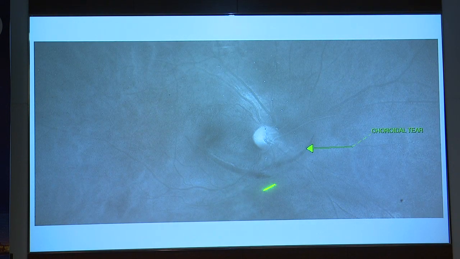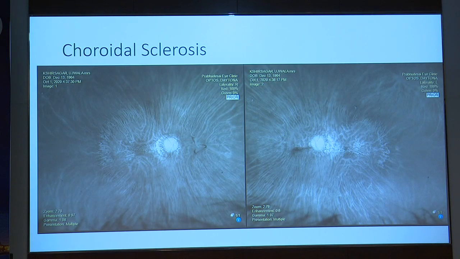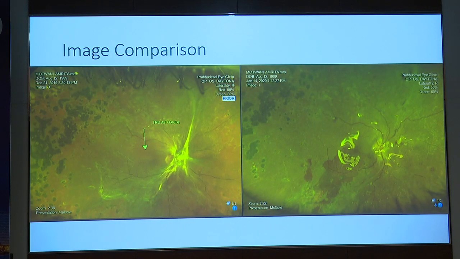Again, a patient post-trauma, we screen the periphery, but you can see here a choroidal tear very well documented. Clinically, choroidal sclerosis, you do a choroidal imaging, you can make out the extent of the choroidal sclerosis. Post-operative follow-up also, image comparison can be done.